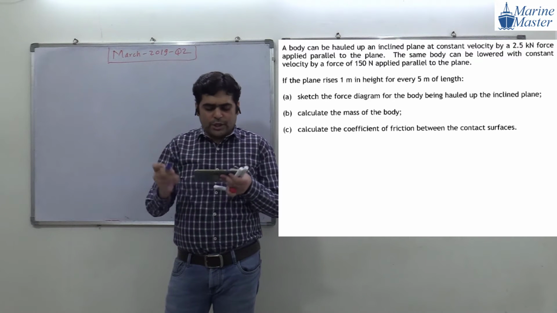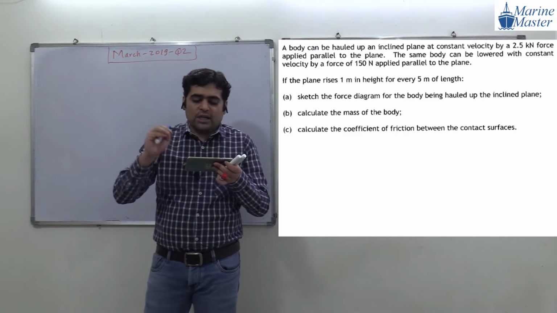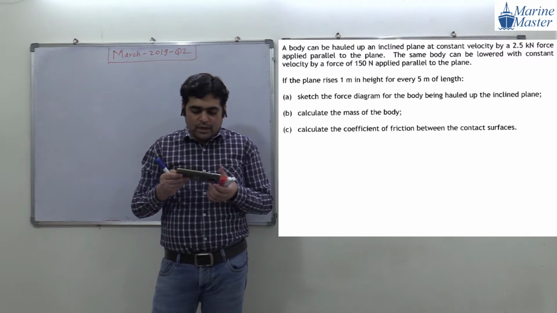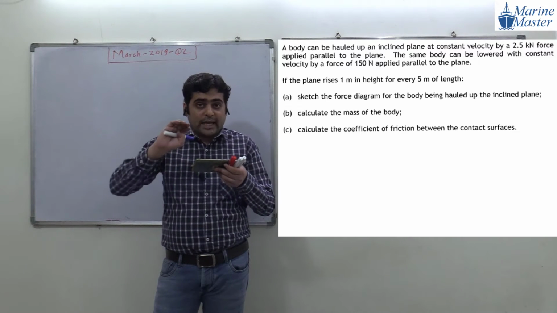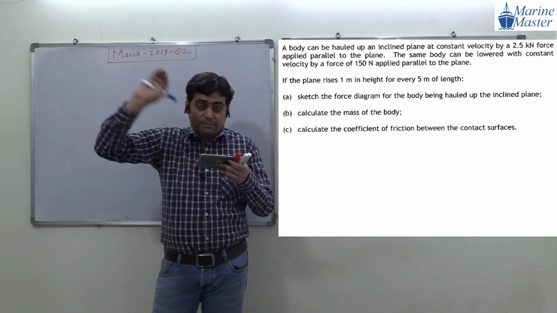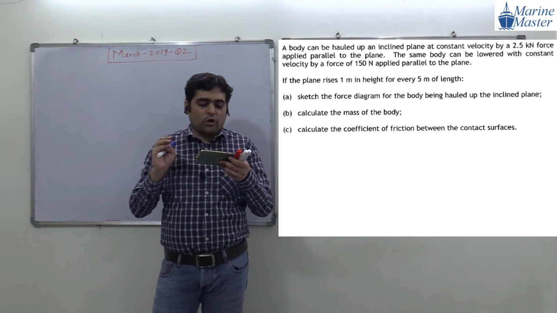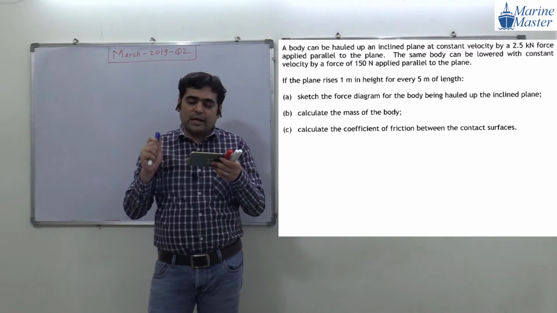So try to see the scenario here. What have they given in the question? A body can be hauled up on an inclined plane at a constant velocity by a 2.5 kilonewton force applied parallel to the plane. Hauled up means the body is going up.